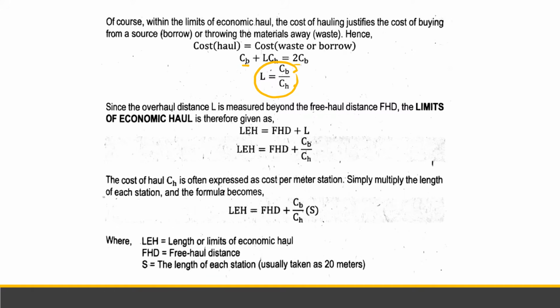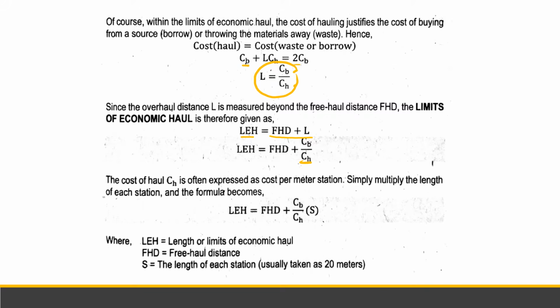Since the overhaul distance L is measured beyond the free haul distance, the limits of economic haul is given as follows. So this is the limits of economic haul: the limit of economic haul is free haul distance plus the overhaul distance. Beyond that, it is no longer economical. So we just substitute the value.